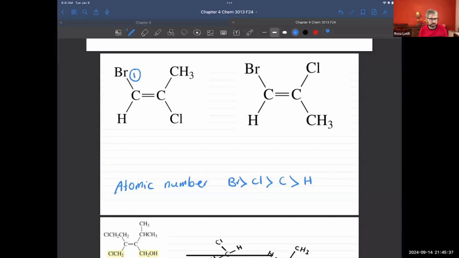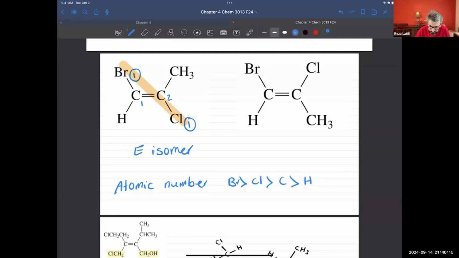On carbon number 1, I figured that bromine has the first priority. On carbon number 2, between chlorine and carbon, chlorine will have the higher priority. Now, I'm going to look at the number 1 on both sides, and they are across from each other. Because they are across from each other, this compound will be E. E isomer means those two groups are across from each other.